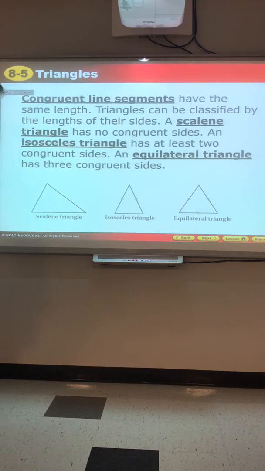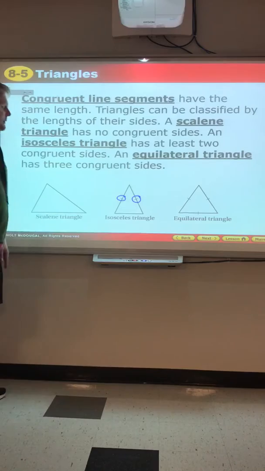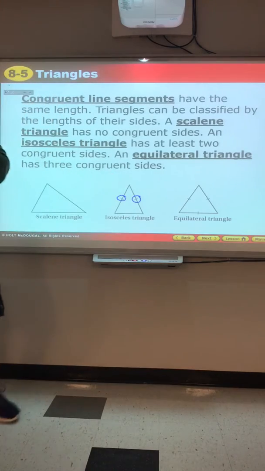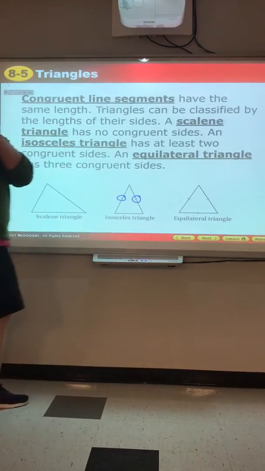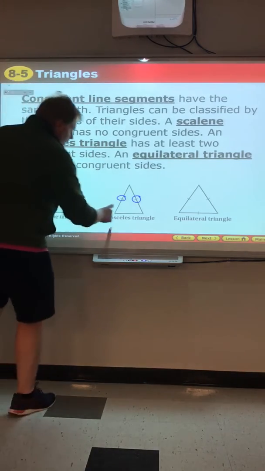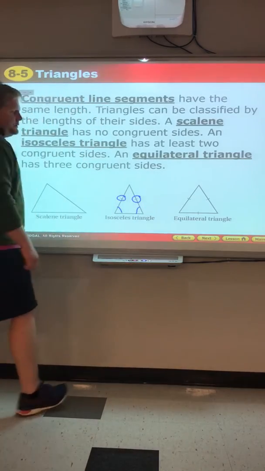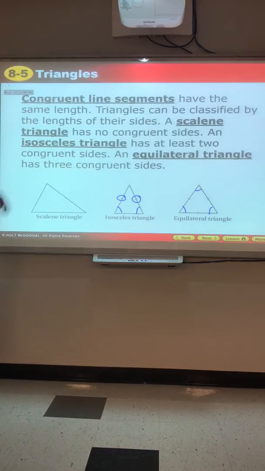All right, isosceles. Isosceles, you can see this line and that line. That means this line segment is equal to or congruent to that line segment. Isosceles triangles have two congruent sides. And then we see an equilateral. The equilateral, you see 1, 2, 3 lines. All three of the sides are congruent. Just a buzzkill. Two congruent sides means two congruent angles. Three congruent sides means three congruent angles. Just if you're looking to get ahead a little bit.